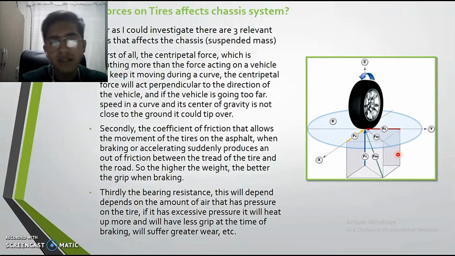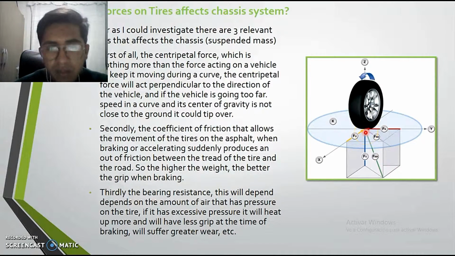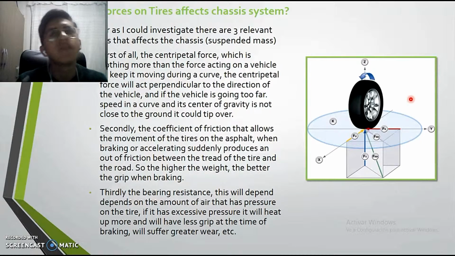Okay, the second is the coefficient of deflection that allows the movement of the tires on the asphalt when braking or accelerating. It suddenly produces friction between the tread of the tire and the road, so the higher the coefficient, the better the grip when braking. Okay, and the third is the rolling resistance.